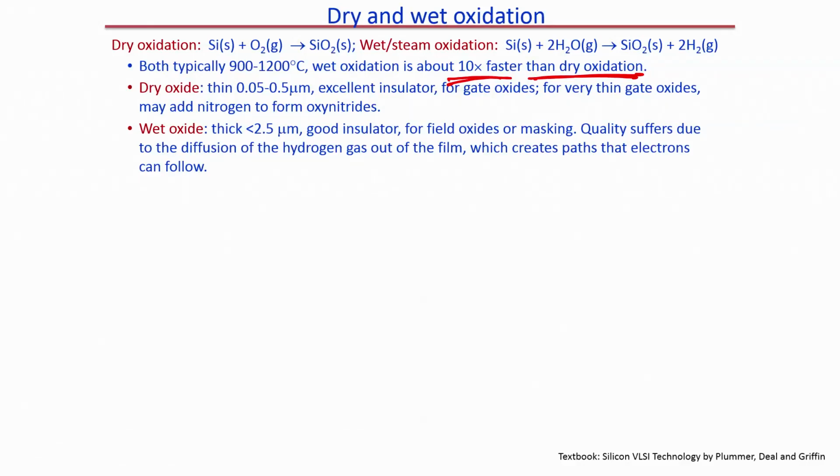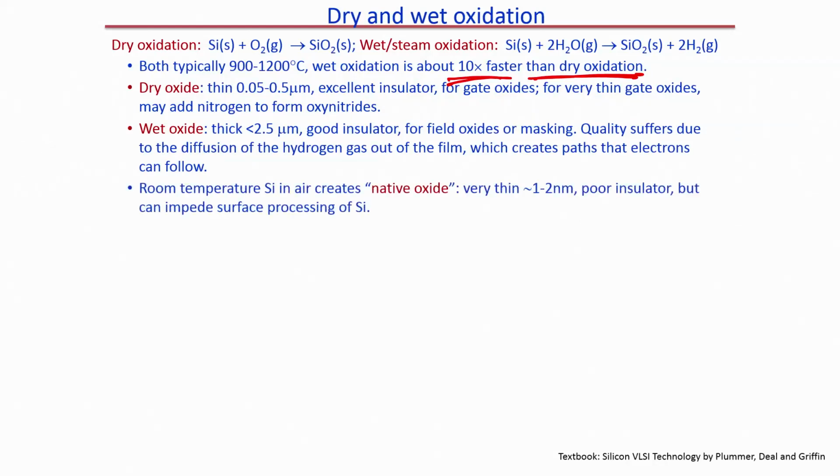The quality suffers due to the diffusion of hydrogen gas, because we are reacting silicon with 2H2O, that is vapor. So, there is hydrogen gas which gasses out of the film, creating a path that electrons can follow, right. So, this is the drawback of wet oxide, that the quality suffers due to diffusion of the hydrogen gas out of the film, and that will ultimately create a path that electrons can follow.